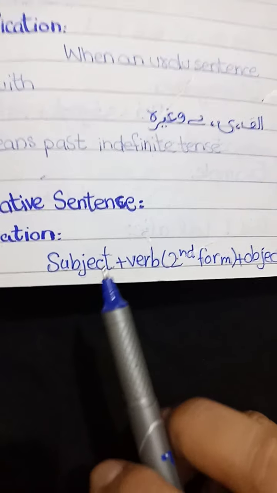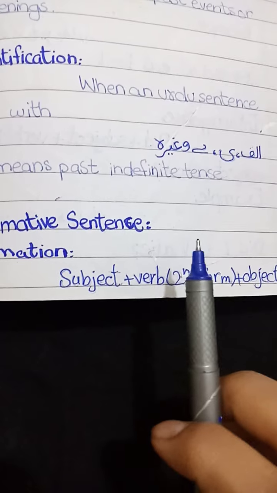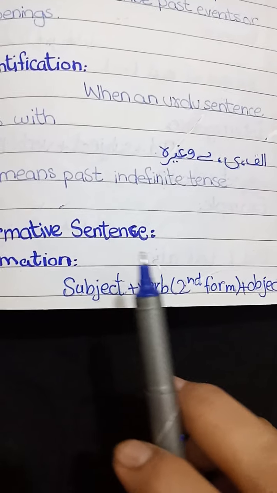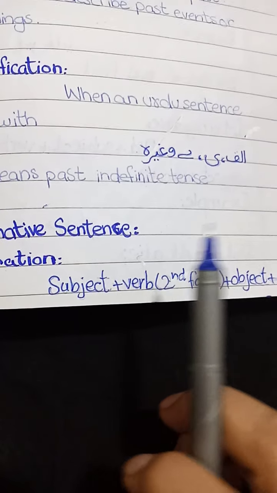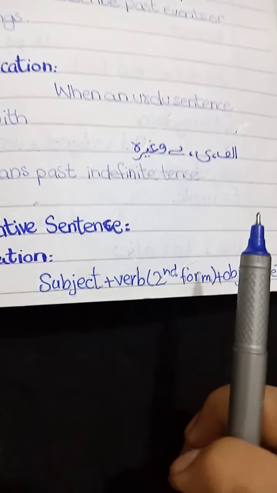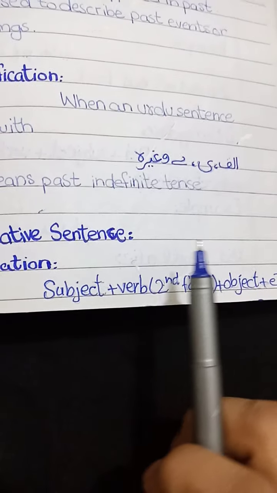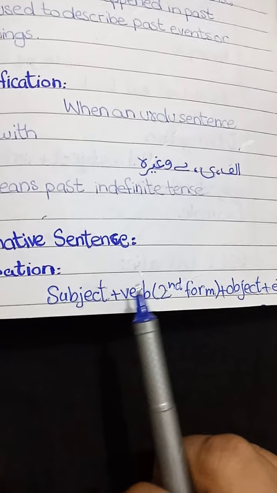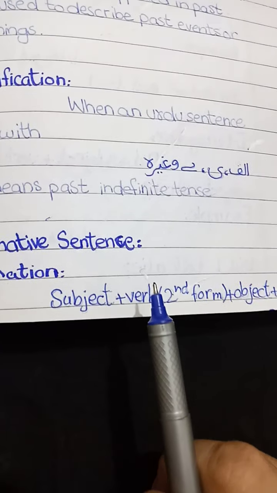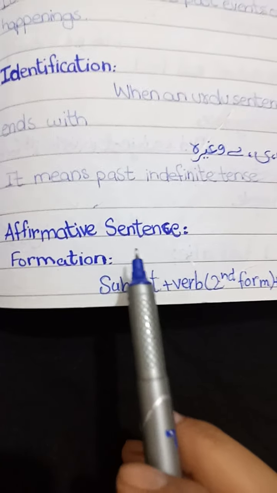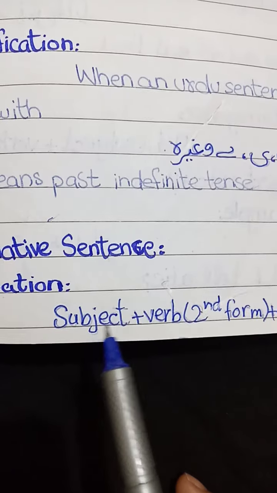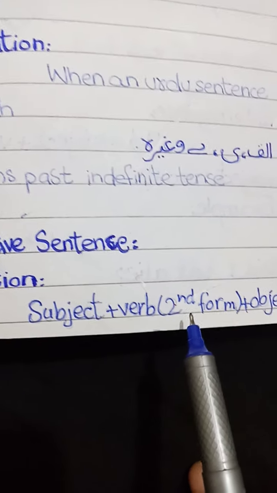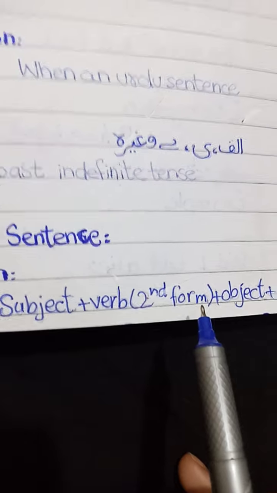So the pattern of sentence structure in English is that the subject comes first, then comes the verb, and at the end of the sentence comes the object. So we will follow the pattern. The only difference is the forms of the verbs which we use in different tenses. So when we are going to translate affirmative sentences, the formation of affirmative sentences will be subject, then verb, and we use the second form of verb in past indefinite tense.